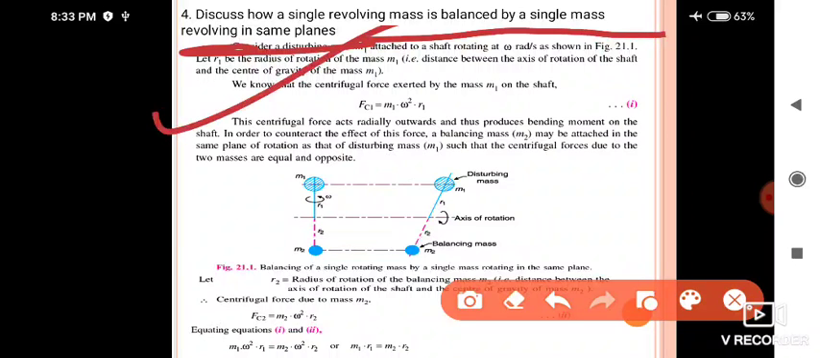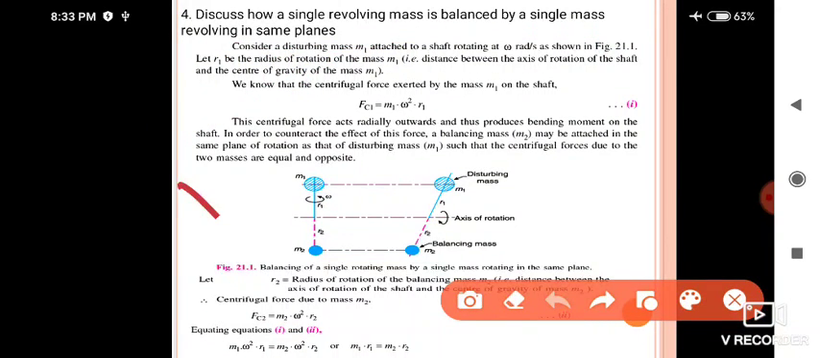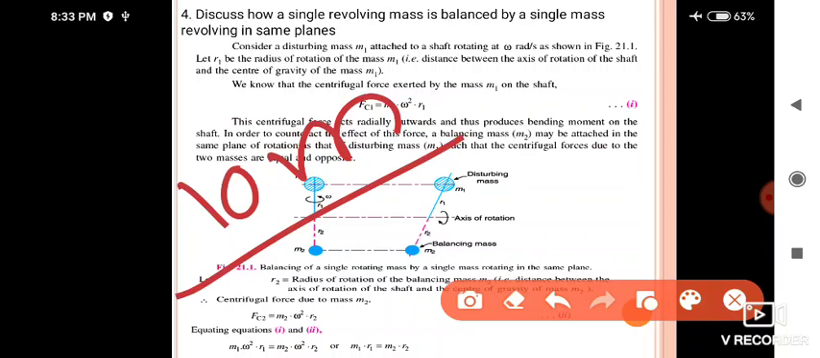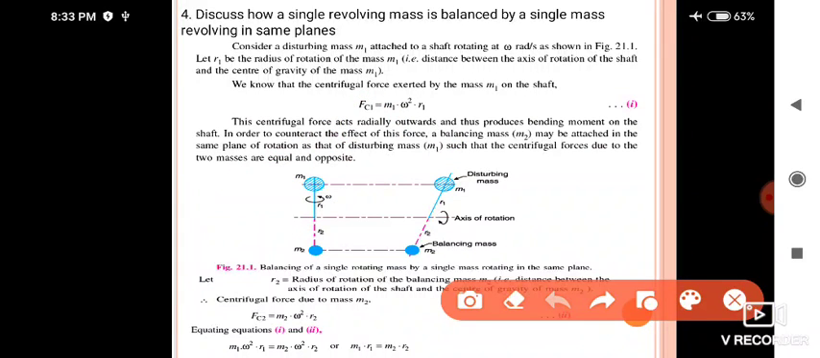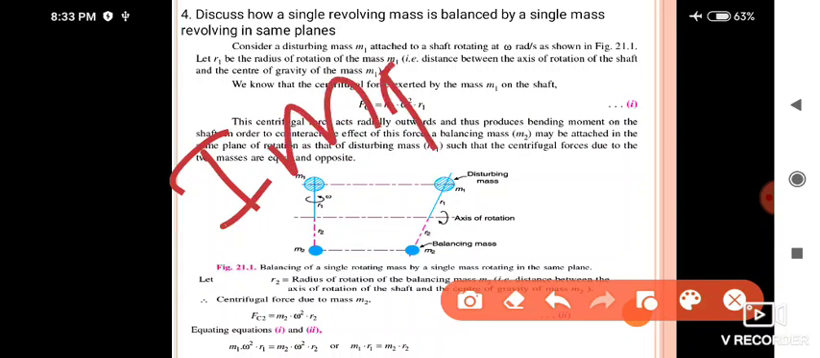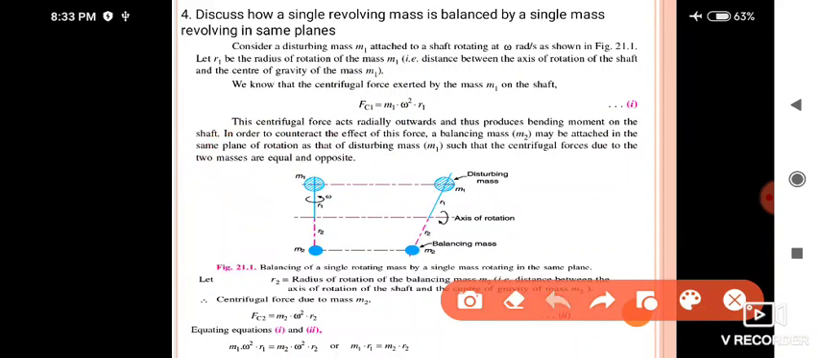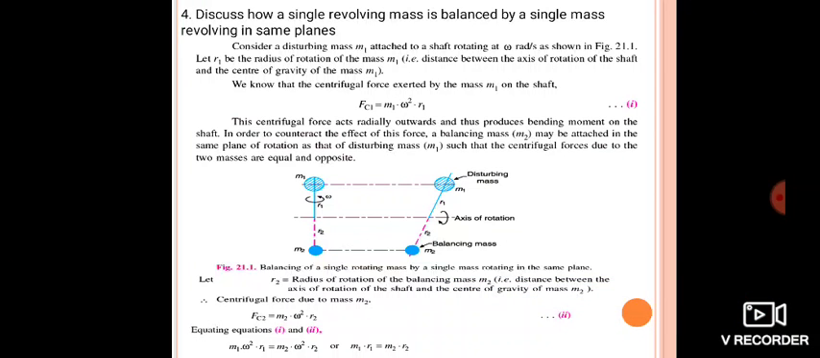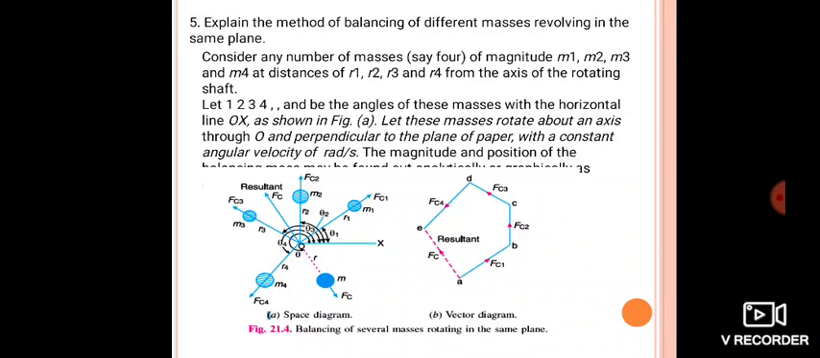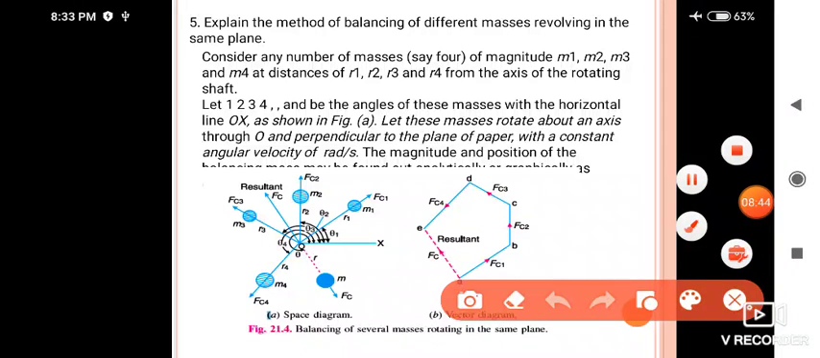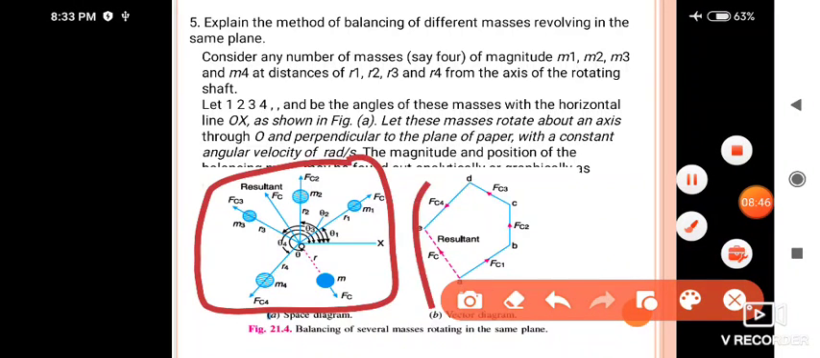Okay. So this is a 10 marks question. It is important. You just go through the previous question paper, you're going to understand, okay. Then moving on to the next question, that is, explain the method of balancing of different masses revolving in the same plane, okay. You have to draw this diagram for explanation regarding this one, okay.